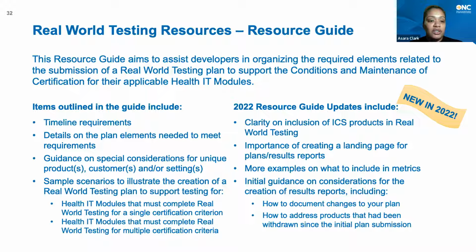All right, so just so you know, the resource guide goes in depth, and aims to assist developers in organizing the elements alongside the templates. We talk about all of the timeline requirements and details on plan elements needed. Developing your real world testing plan goes way more in depth in the resource guide than we have time to go into here. It also has guidance on special considerations for unique products, and sample scenarios to illustrate the creation of an actual real world testing plan. With this latest update, we also provided clarity on the inclusion of inherited certified products. I went over that a few slides ago.